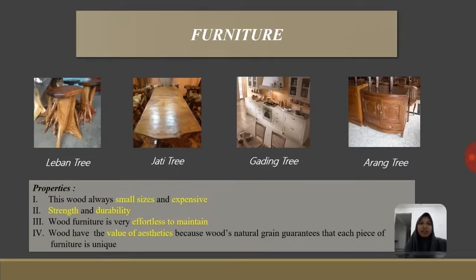Properties. First, this wood is always small in size and expensive. Second, strength and durability. Third, wood furniture is very effortless to maintain. And last, the aesthetic value, because wood's natural grain guarantees that each piece of furniture is unique.